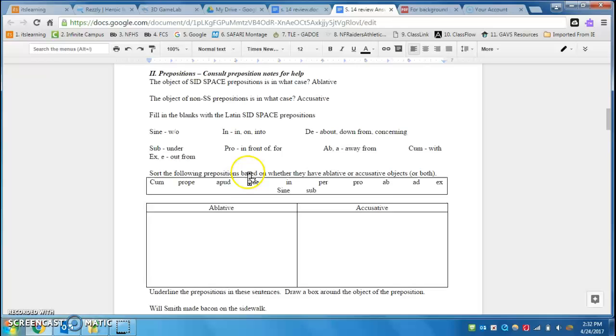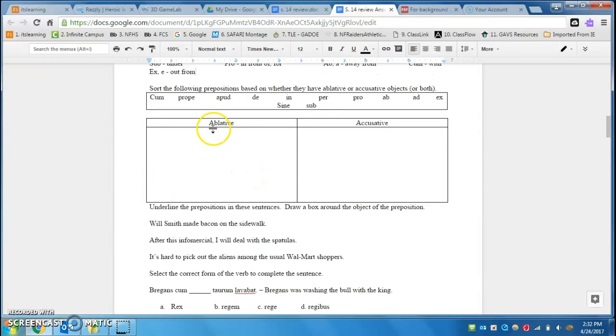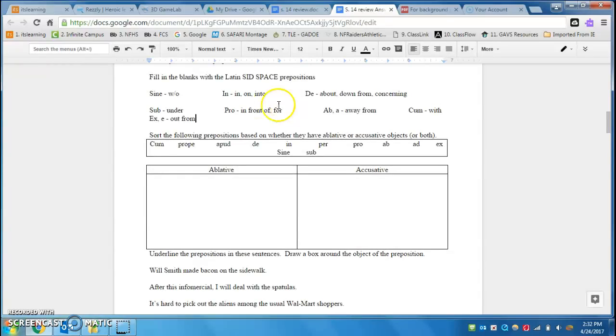Here are the sit space prepositions right now. So when you're given this group of prepositions, you can really just look up here. Are they part of sit space? No. Then you will put them in the accusative. Are they a part of the sit space? Then yes. Then you'll put them in the ablative.